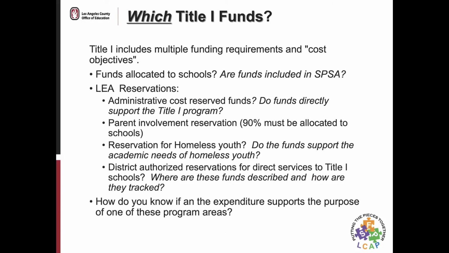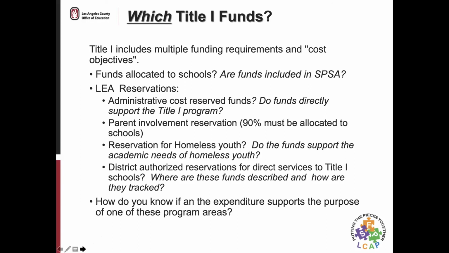Secondly, if it's parent involvement reservation, well, remember 90% of that's allocated to the schools. So are we talking about the amount you sent to the schools or money you reserved at the district? There's a reservation for homeless youth. And so the question becomes, how are you supporting those homeless youth with those funds? And then there are district authorized reservations for Title I schools, where those are described. And how do you know if an expenditure supports which purpose there? So when a question comes to you about, can we use Title I funds for this activity? Well, which Title I funds are you talking about? Would be a good first question to ask.